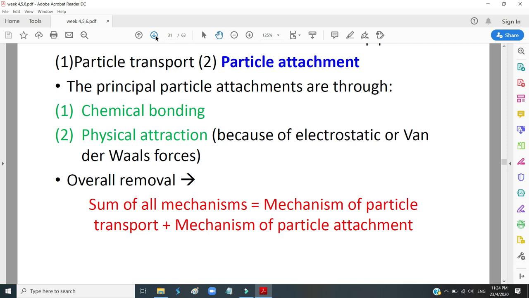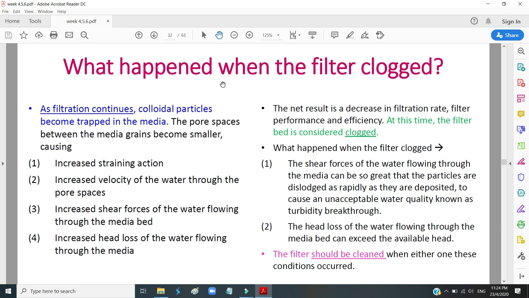So what happens when a filter clogs? Normally at home, when our filter clogs, we will just change it or wash it, and if it's really too spoiled, we will change it. But okay, let us focus on this. As filtration continues, colloidal particles become trapped in the media. The pore spaces between the media grains become smaller, causing increased straining action and increased velocity of water through the pore space.